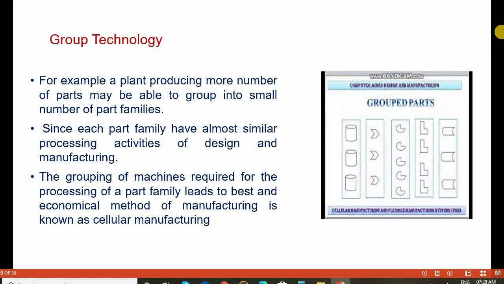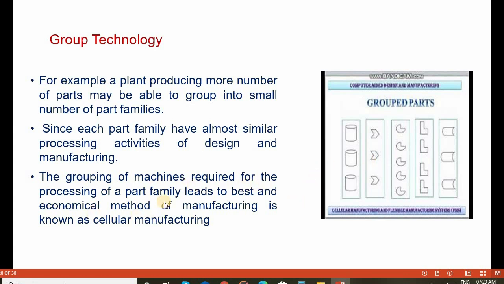This figure shows the different types of groups. It shows that different parts in the manufacturing industry are grouped together and assembled into similar groups. So for further activities in design and manufacturing, it should be very simple.